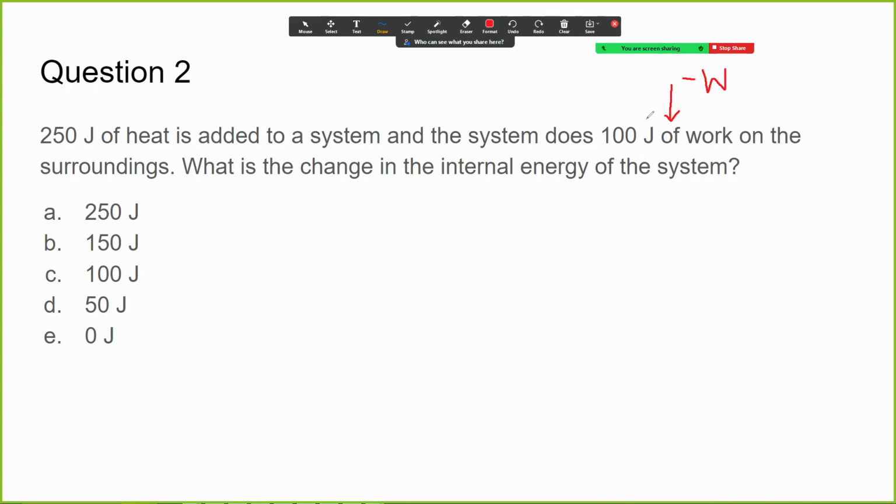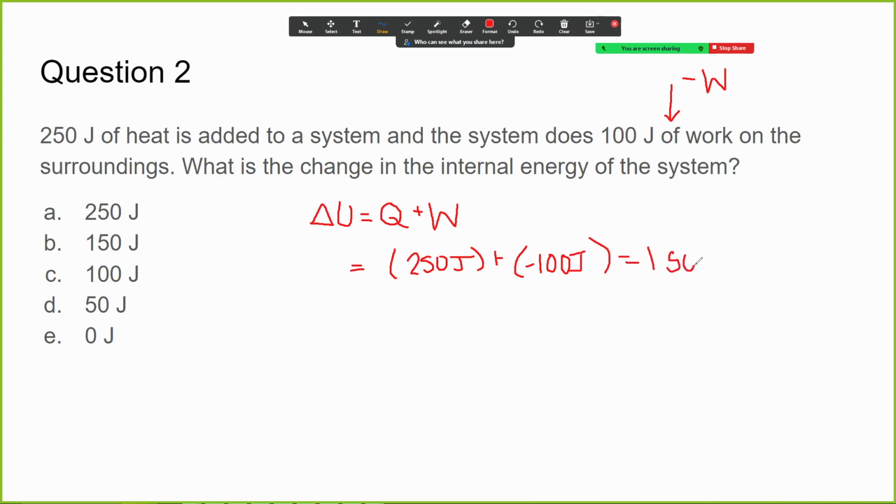And again, I know this is probably a nightmare to keep track of when you're first learning it. I know I struggled with it at least. You guys are all brainiacs, so maybe you're not struggling with it, but I know that some of you are looking at this and just probably sighing, wondering what you've signed up for. Anyway, so 250 joules plus negative 100 joules. So your internal energy change is going to be 150 joules.